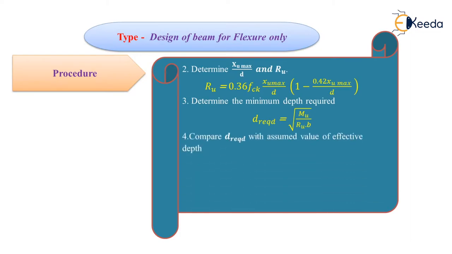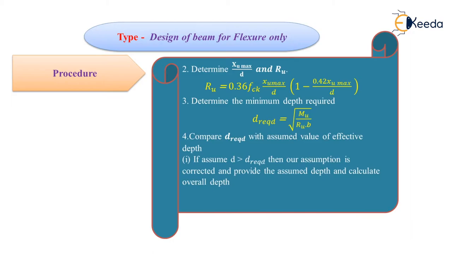Then after that, we will compare D required with the assumed value of effective depth. First, if the assumed value of D, that is the effective depth, is greater than D required, then our assumption is correct. We will provide the same value and calculate the overall depth. And if the assumed D, that is effective depth, is less than D required, then we have to redesign the section and repeat step number 2 and step number 3.